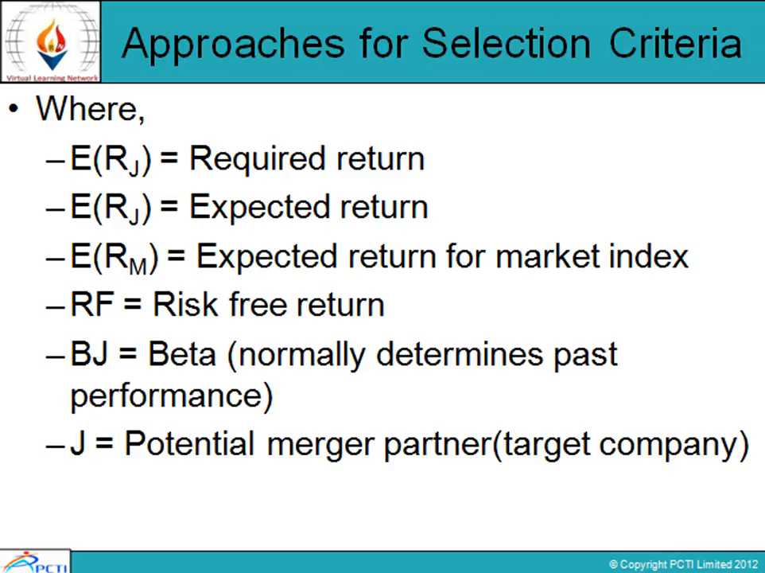The equation states that ERJ is equal to RF plus ERM minus RF times BJ, where ERJ is the expected or required return, ERM is the expected return for the market index, RF is the risk-free return, and BJ is beta, which normally determines the past performance, and J becomes the potential merger partner, that is the target company.